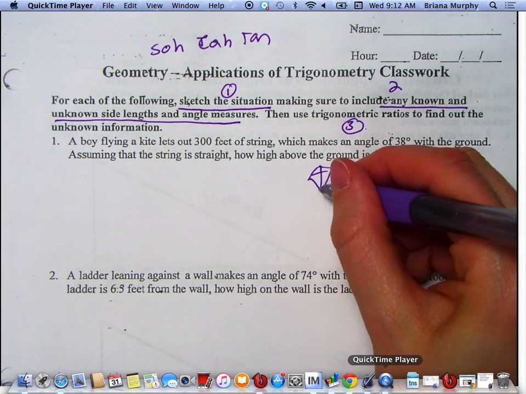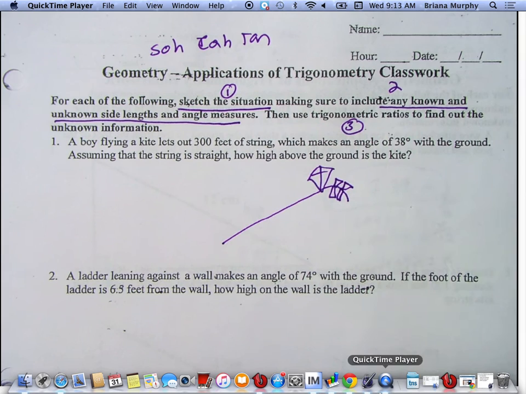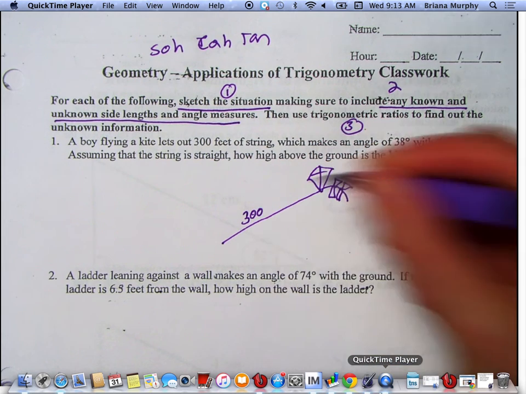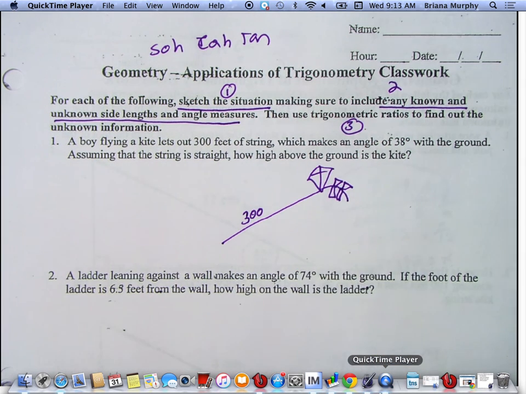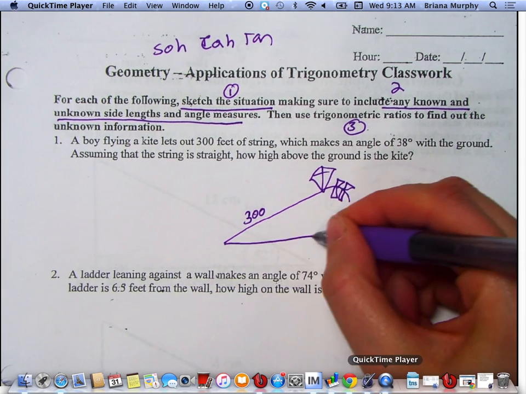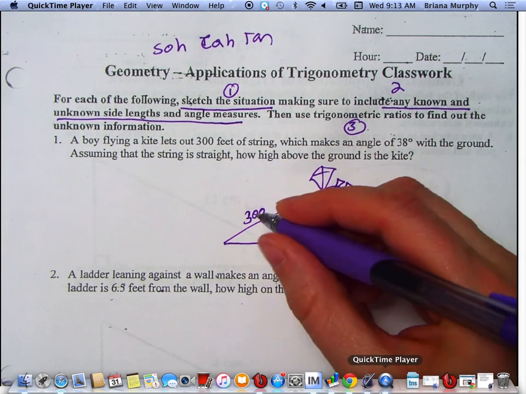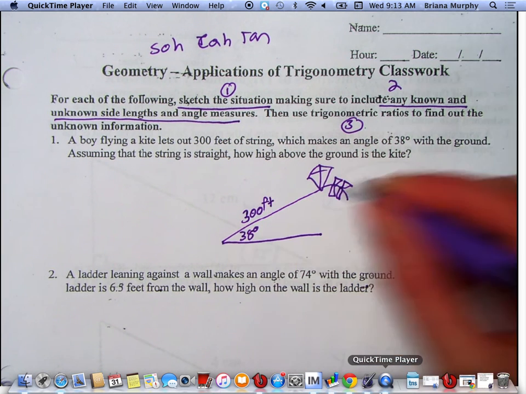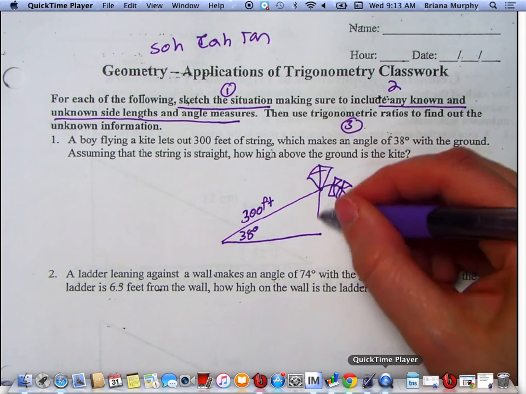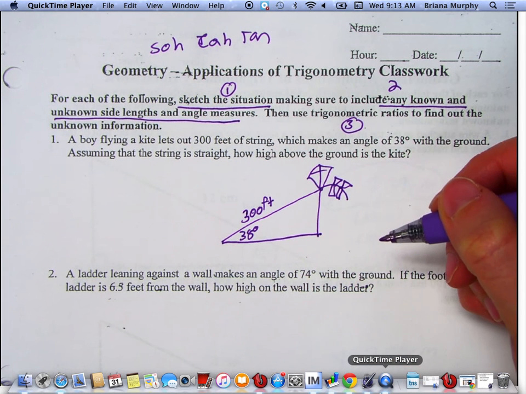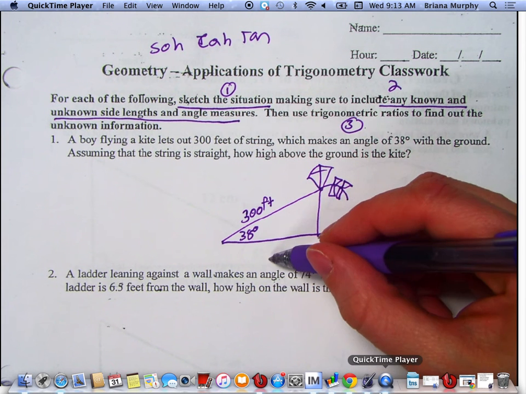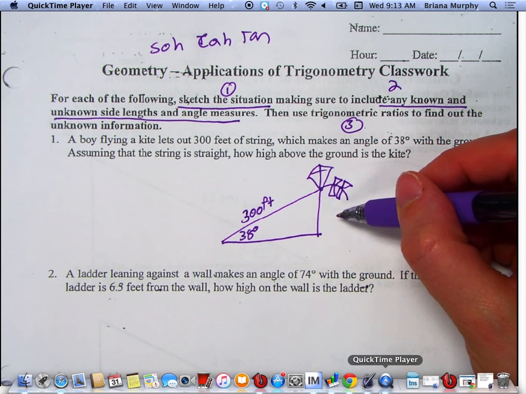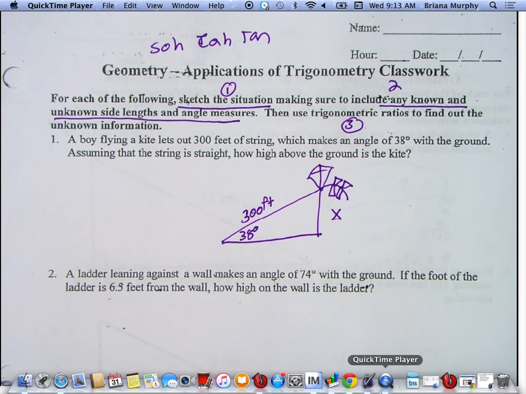He lets out a string that's 300 feet of string, which makes an angle with the ground. Angle with the ground. Okay, cool. Of 38 degrees. It asked us how high above the ground it is. So my x, what I'm trying to find, it says how high above the ground. Do I put that on the bottom or on the side? Side. The side, because it wants to know how high above it is, right? It doesn't want to know the length on the ground.